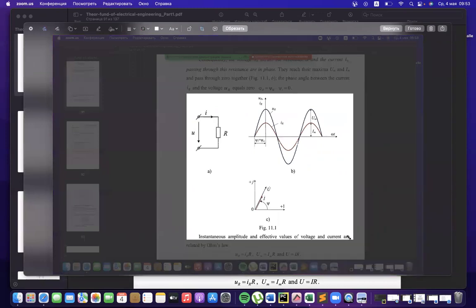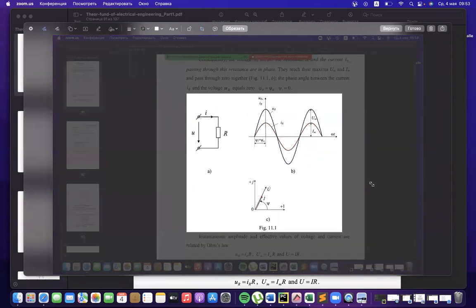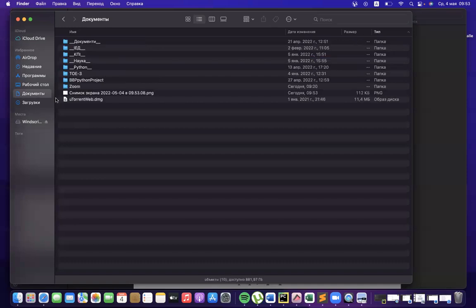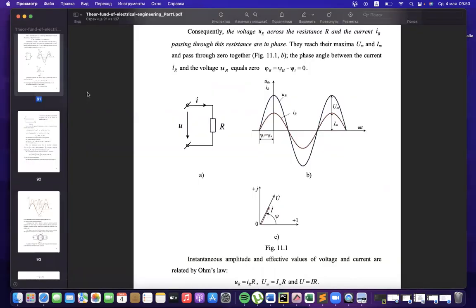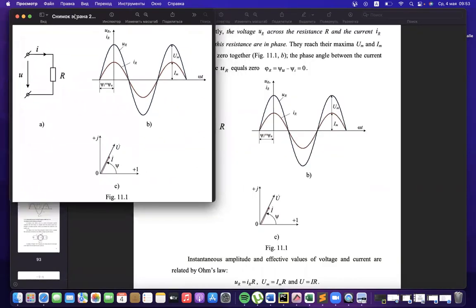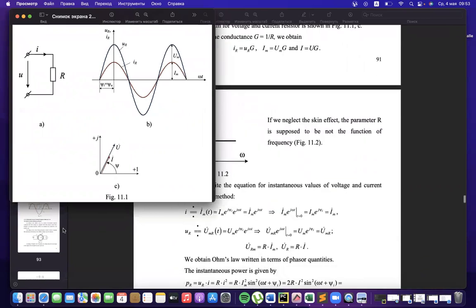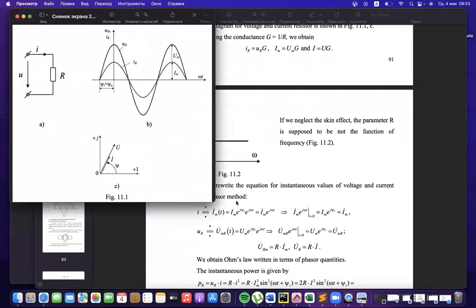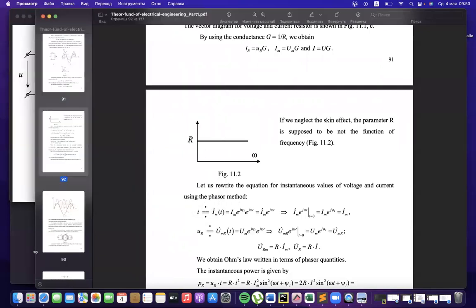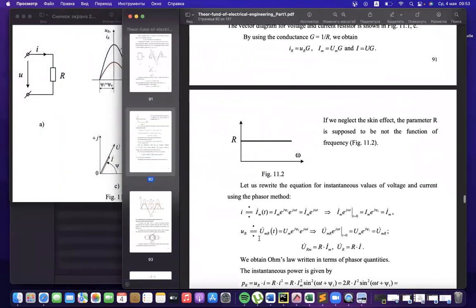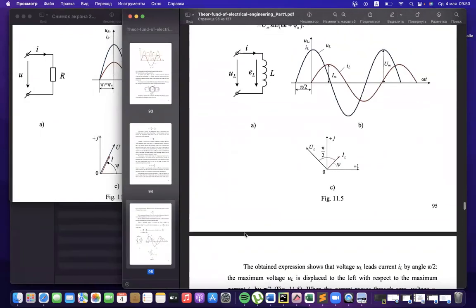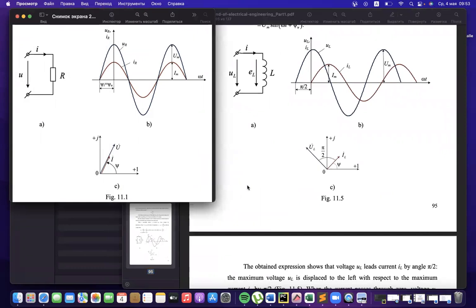Why am I describing this in such detail? Because we will use these main properties, and they determine all further mathematics in complex numbers. Moving to the coil, here it is.